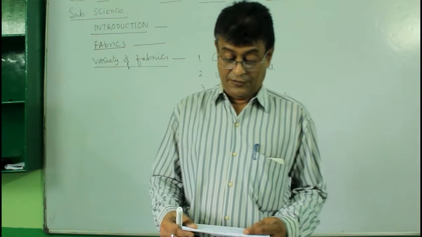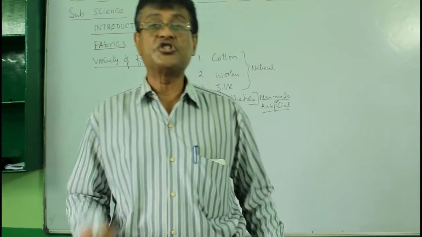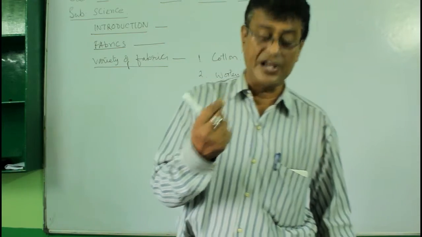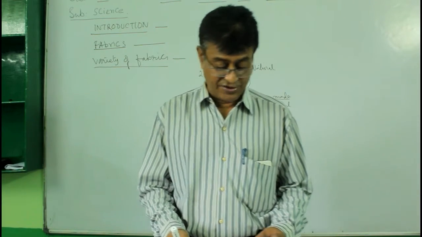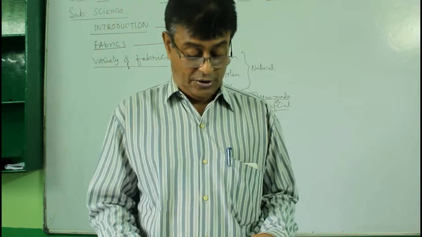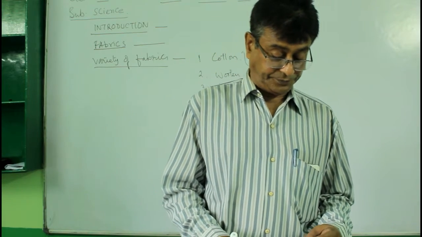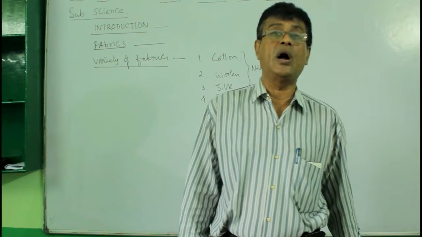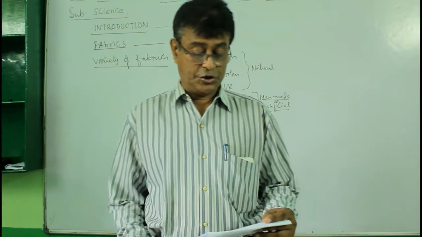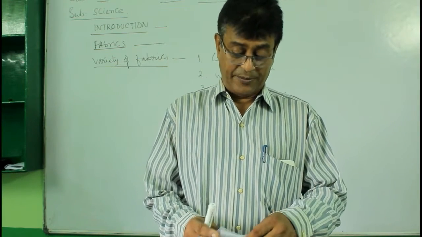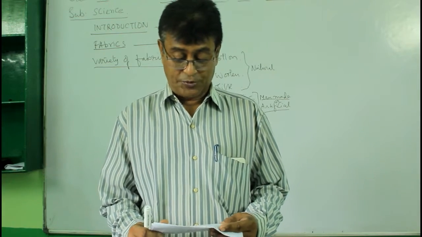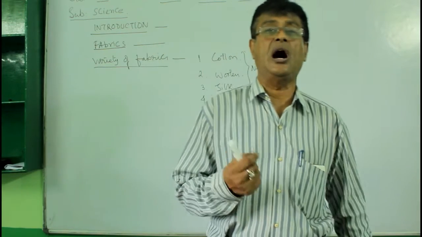The making of yarn from the fibers is called spinning. A spinner is a small device which converts the fibers to yarn. And how do you do it? There are devices. Number 1, hand spinning, that is called taki in general language. Number 2, spinning wheel, which is known as charkha.